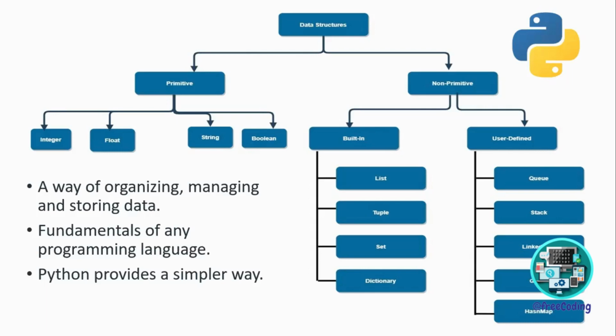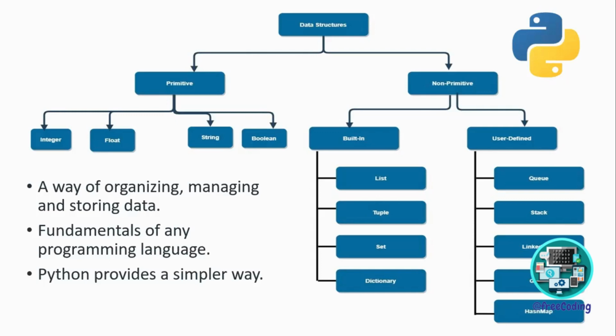Whereas non-primitive are again further divided into built-in and user-defined. So built-in has list, tuple, set, and dictionary. You also have something called user-defined, under which you have queue, stack, linked list, graph, and hash map. And there are three things that you could perform on all these data types. One is you could create them. The other one is you could assign values to them, you could change the values on them, and finally you could perform operations on the data that are being stored under these data types.